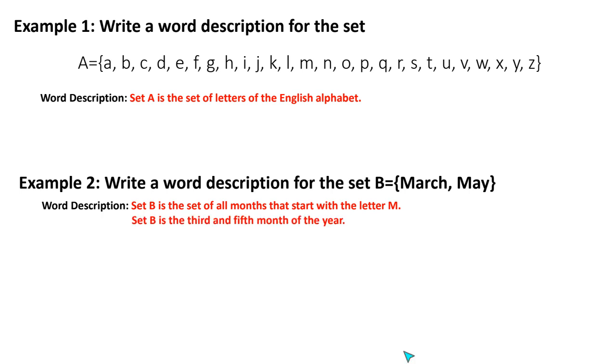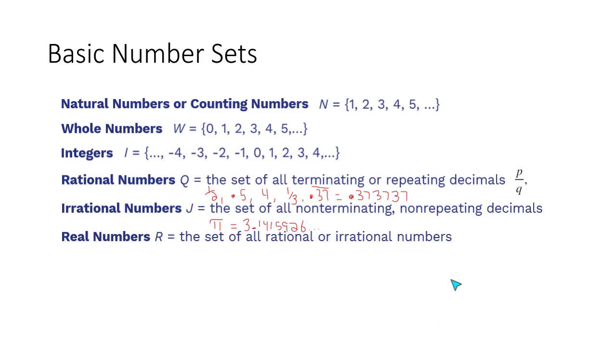Another way, if a student says that set B is the 3rd and 5th month, then that would also be correct. You can describe the set in any way, as long as it makes sense, then it would be correct. So when we get into the roster form, we have to be familiar with some of these basic number sets.